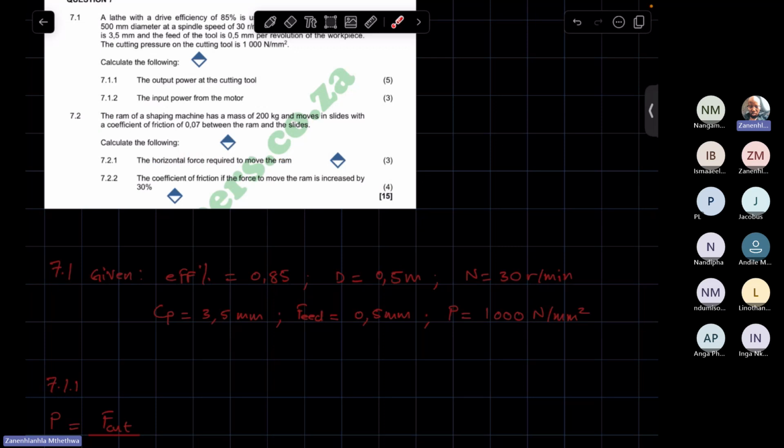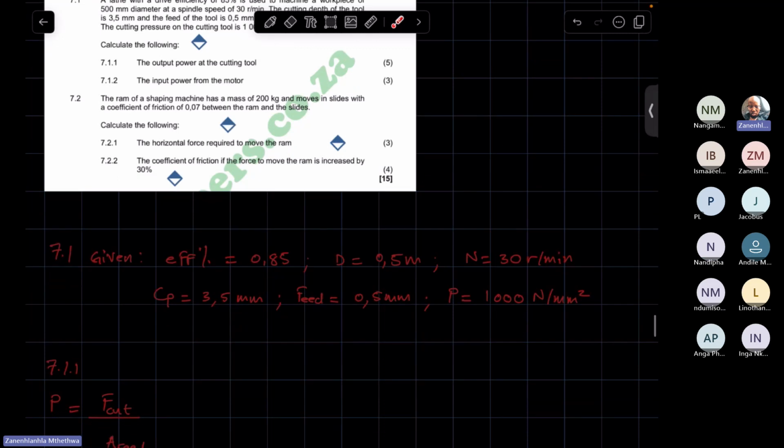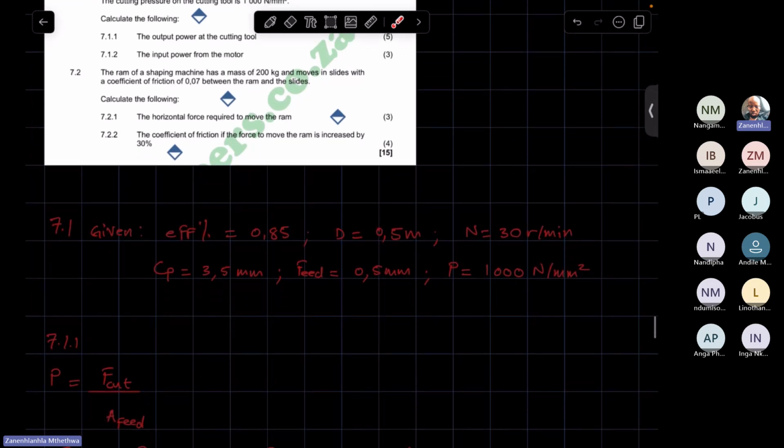Remember I said for any and all metal cutting machine problems, you assume that the velocity is constant unless there's information in the statement that suggests otherwise. If you look at this statement, there's absolutely no information that suggests this is not moving at a constant velocity. So we assume the moving parts are moving at a constant velocity. Are we clear here? Yes, sir.